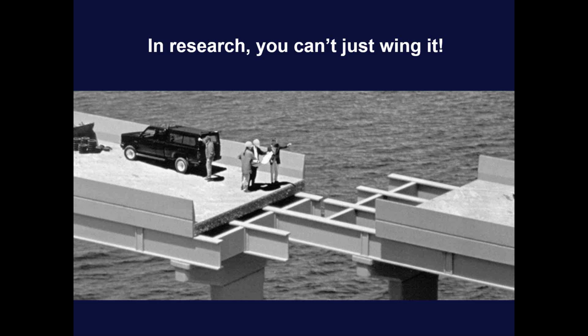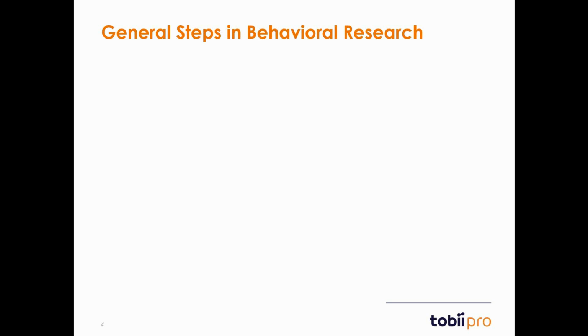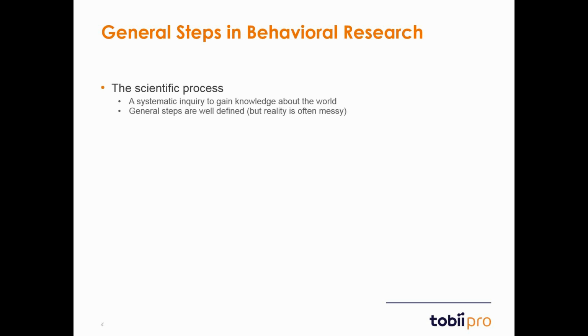So in research, you can't just wing it. There are a lot of different issues that might come up when you're doing experiments, and if you don't make enough plans in advance, you might get some unexpected results in the end. Within behavioral research, there are some general steps that are the norm that everyone practices. The scientific process is a systematic inquiry to gain knowledge about the world, and people have been practicing this for quite some time now. So we have general steps for how to go about practicing the scientific method.